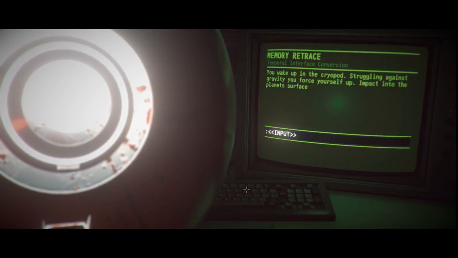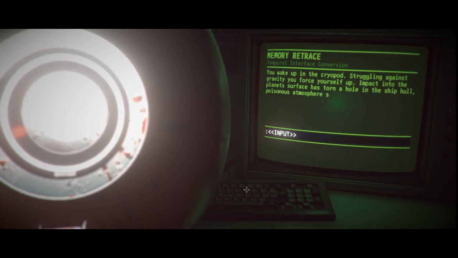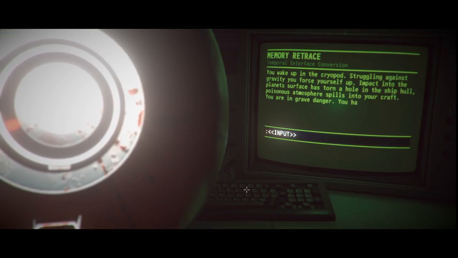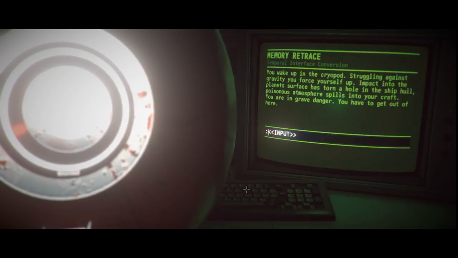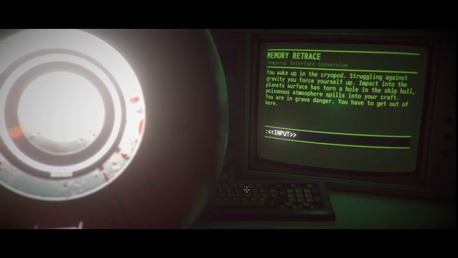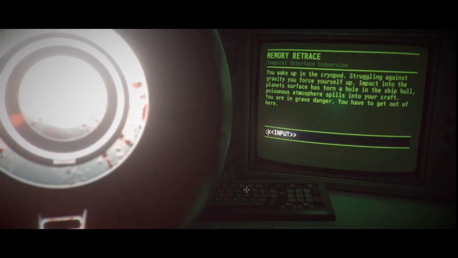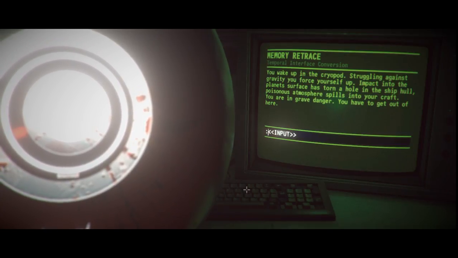You wake up in a cryopod, struggling against gravity. You force yourself up. Impact into the planet's surface has torn a hole in the ship hull. Remarkable. You can navigate its memories. Use the computer. Work your way through. Poisonous atmosphere spills into your craft. You are in grave danger. You have to get out of here.